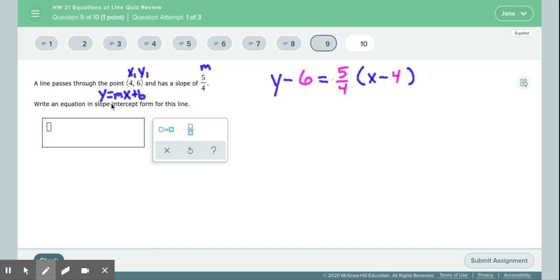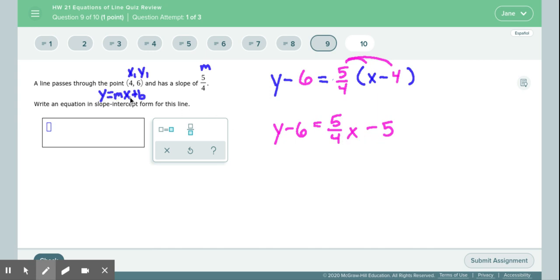But if it's asking for slope-intercept form, it means y needs to be by itself. No parentheses and y by itself. So I'm going to get rid of the parentheses first by distributing 5/4. So I'm going to get y minus 6 equals 5/4 times x is 5/4 x. And then if you need to use Desmos, use Desmos. Take 5/4 times -4, and that's going to give us -5. So I got rid of the parentheses.